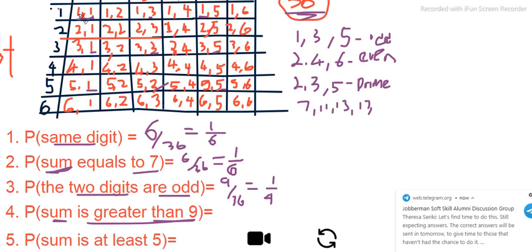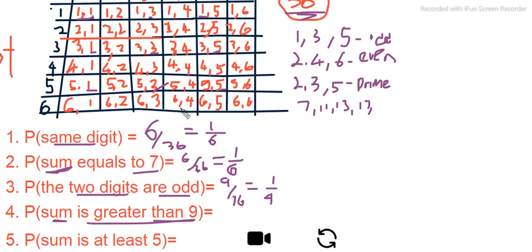So let's see. None of this one. None of this. Okay, we have this 6 and 4. You know when we add 6 to 4, we are going to have 10. So it's greater than 9. 5 with 5, we are going to have 10. It's greater than 9. So these are the ones that will be greater than 9. 1, 2, 3, 4, 5, 6. We have 6 of them. So that will be 6 over 36. So that will give us 1 over 6 when we reduce it.